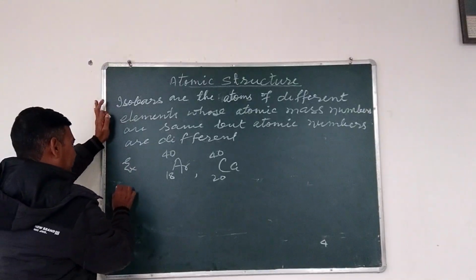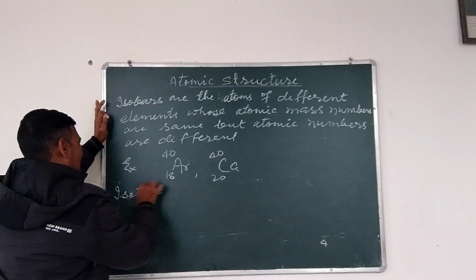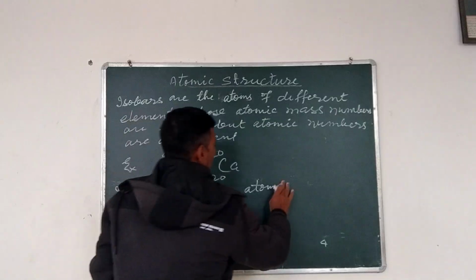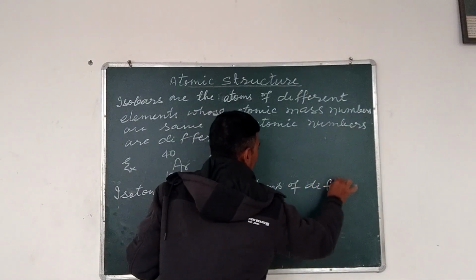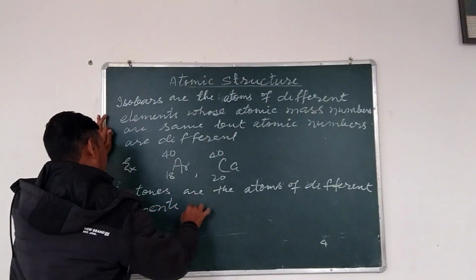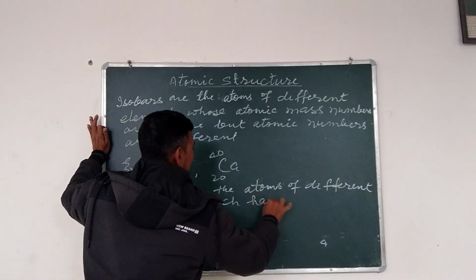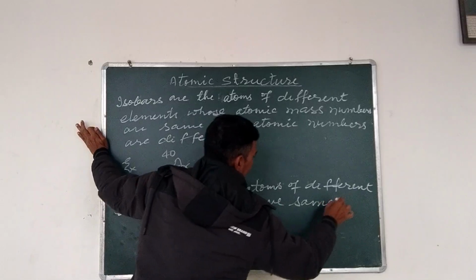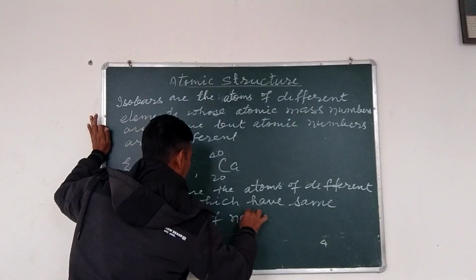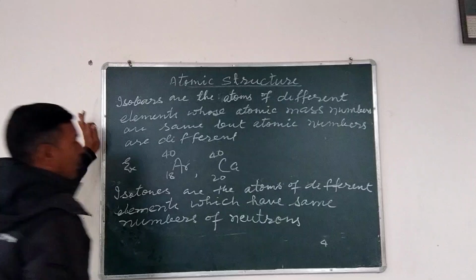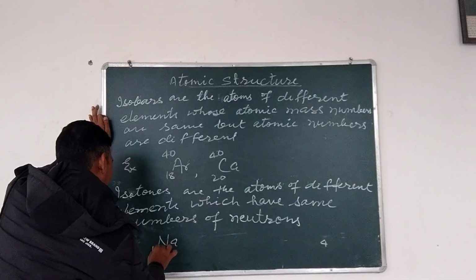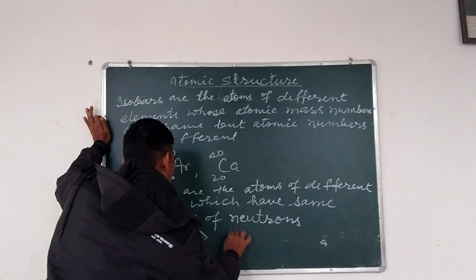Next one is isotone. Isotones are the atoms of different elements which have the same number of neutrons. For example, sodium and magnesium.